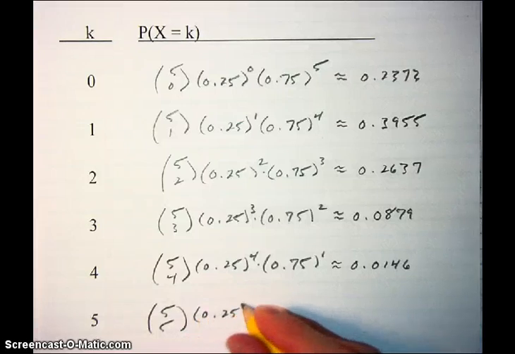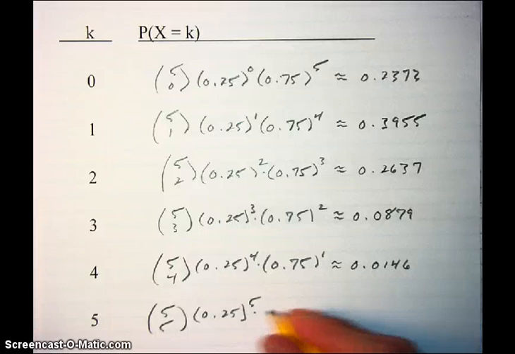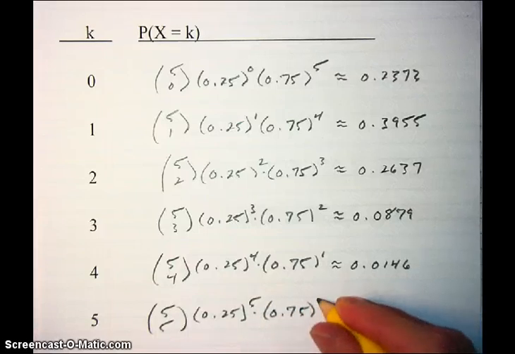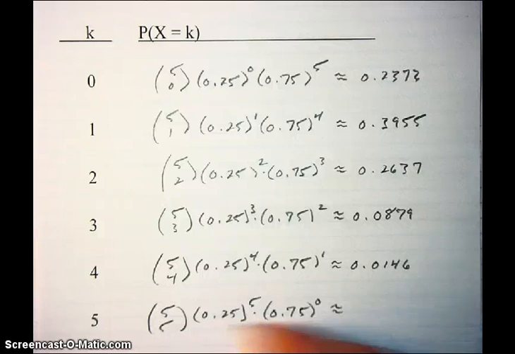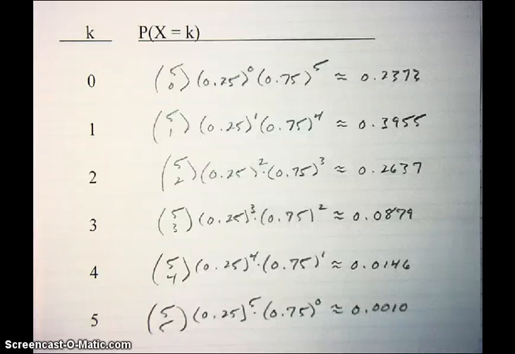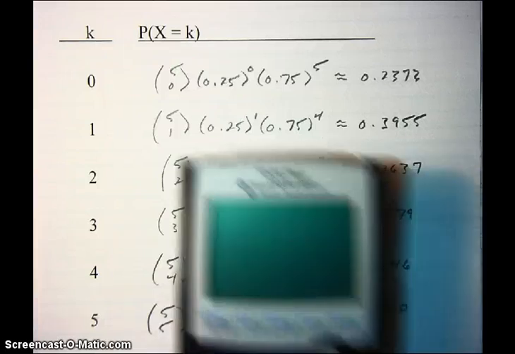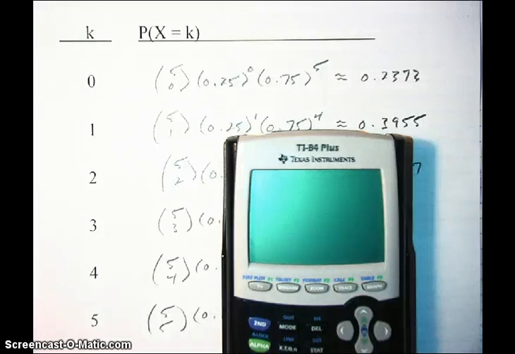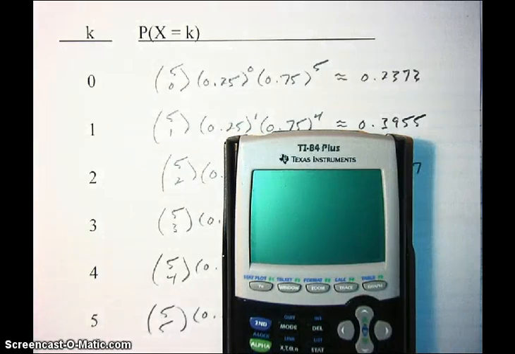And then the probability that x is 5 is 5 choose 5, which is 1, times 0.25 to the 5th power times 0.75 to the 0 power, and when we multiply that together we get approximately 0.0010. So there's a pattern to this, and you can follow that pattern whenever you're working with these things. Binomial probabilities are kind of nice because they do follow that pattern.